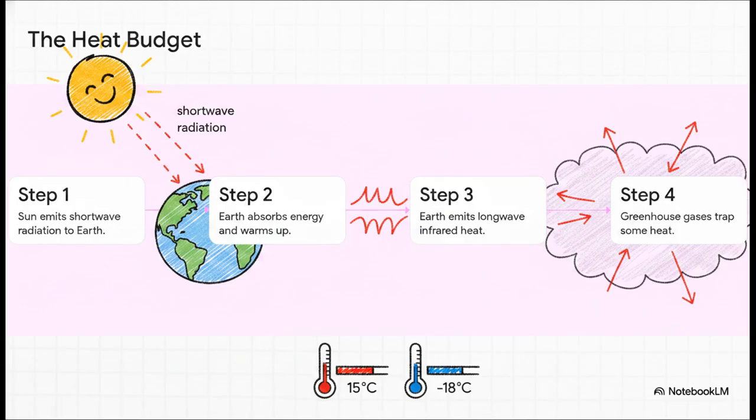Greenhouse gases in our atmosphere intercept and trap some of that escaping heat. This process brilliantly illustrates why our planet is actually livable. That trapped heat keeps the Earth at a very comfortable average of 15 degrees Celsius. Without this, our whole planet would be a frozen, uninhabitable minus 18 degrees.